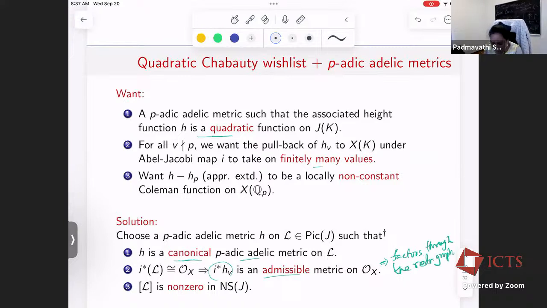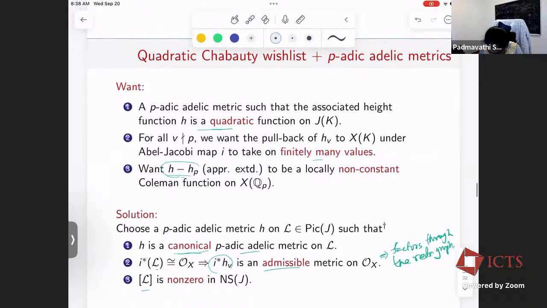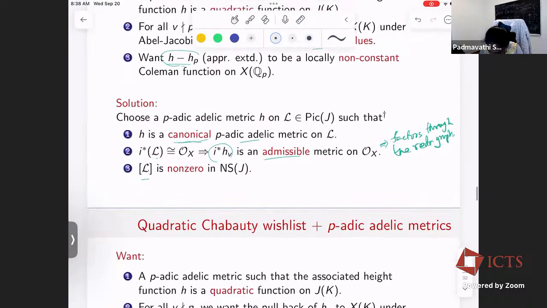And if you want to make sure you've written down an interesting function, something that's not identically zero, you want something that's non-constant in each residue disk. Provided you choose a line bundle that's non-zero in the Néron-Severi group of the Jacobian, you can show by hand that these functions, h minus h_p, are non-constant in each residue disk. So each of the hypotheses that you impose on L naturally satisfies each of the conditions in your wish list. So you are done. You can run quadratic Chabauty provided you know how to construct the canonical p-adic height associated to a line bundle. And let me very briefly describe to you how the construction works.